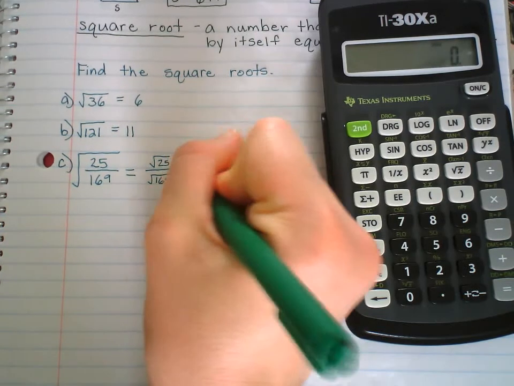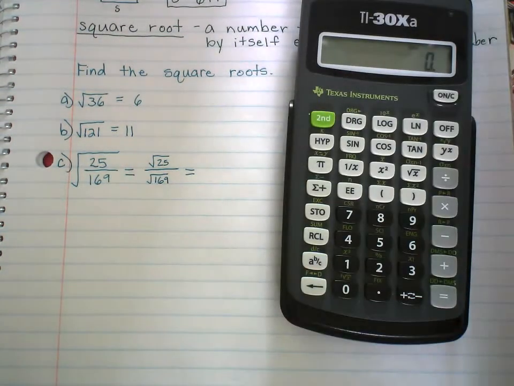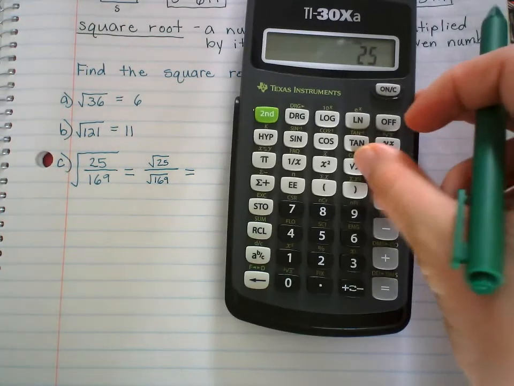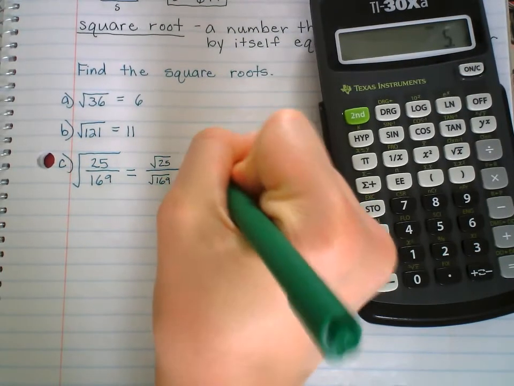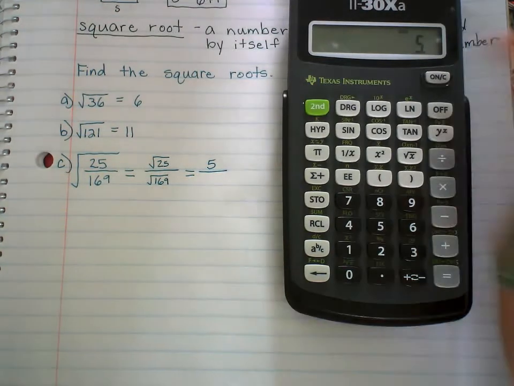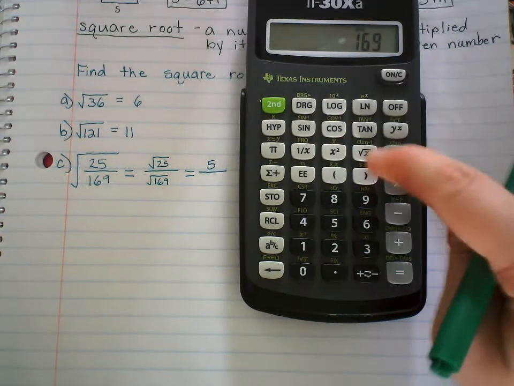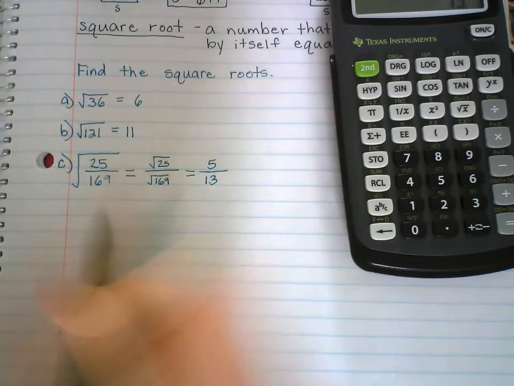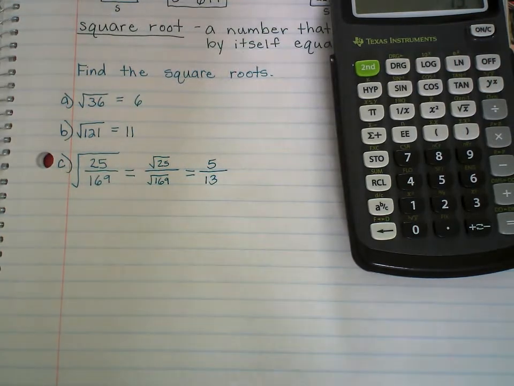So what's the square root of 25? What number times itself is 25? Hopefully you realized it was 5. Okay. What number times itself is 169? 13. So the square root of 25 over 169 is 5/13.